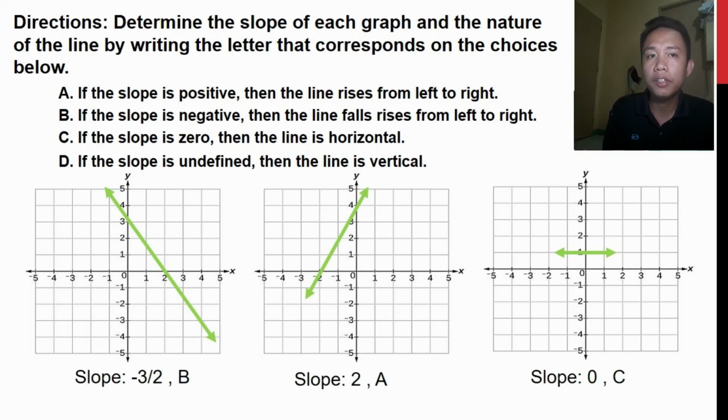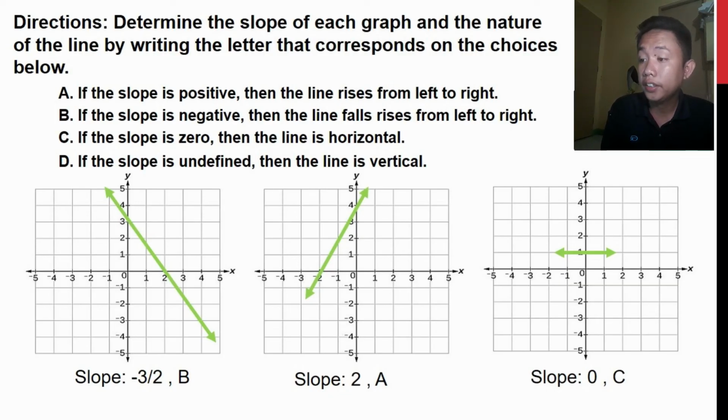The answers for our items are the following. We have the slope for the first item, which is negative 3 over 2. And the answer is letter B for our nature. So the slope is negative. The line falls from left to right.